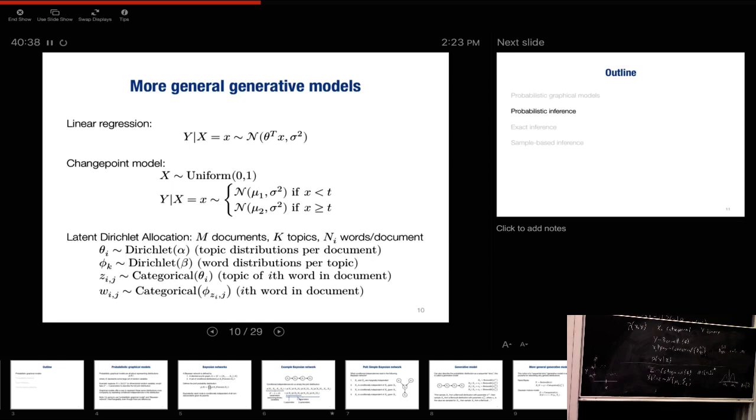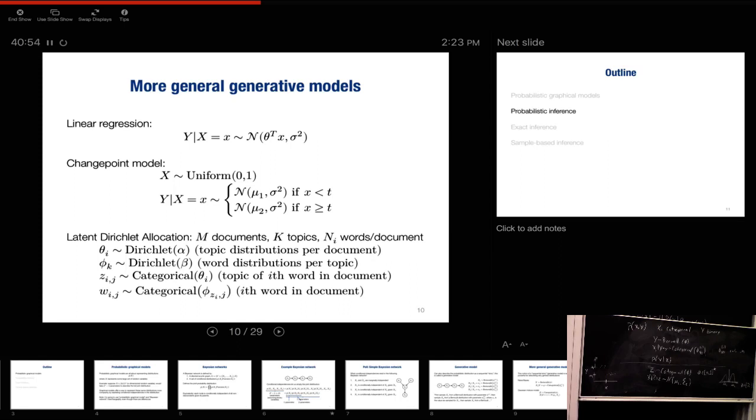I select what the topic of the ith word should be, and then given that topic, I select what the actual word is. So for each document, the way I generate it is I take the words, I pick a random topic for each word, where the topic distribution is sampled according to this thing.